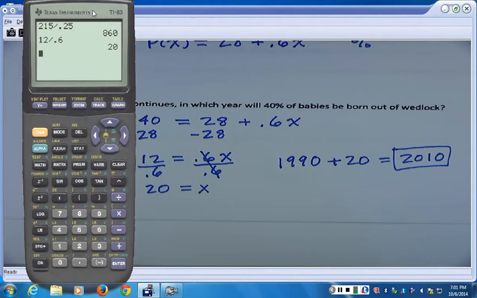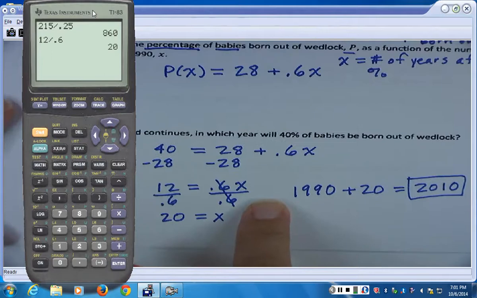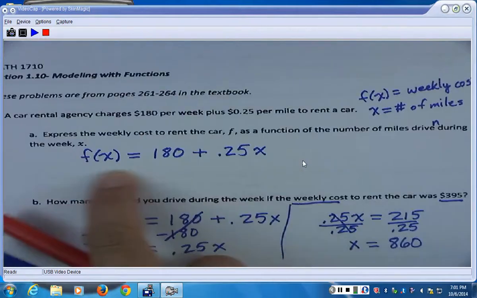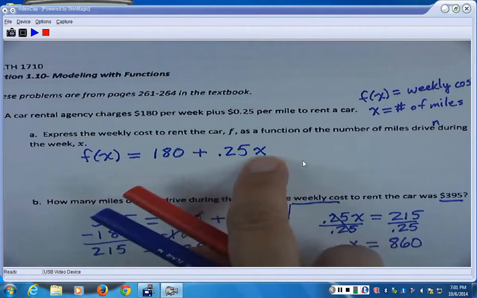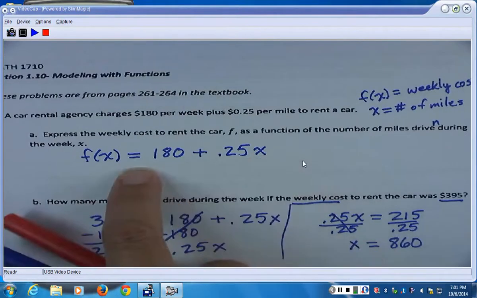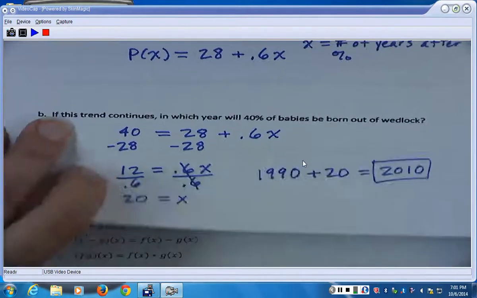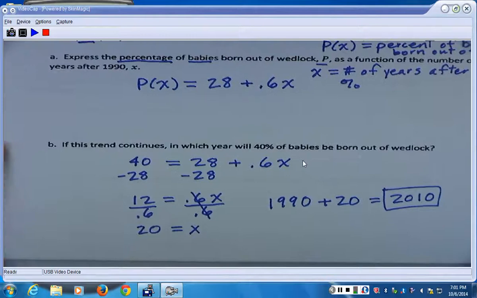This is called a linear model. We're modeling this situation about the percent of babies born out of wedlock with a line. This is a line. So is this. This is a line. It's a linear model because it just has x to the first power. So that's what that is. Okay, any questions? All right.